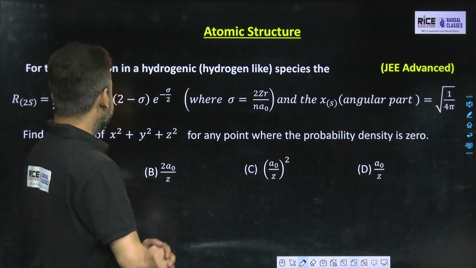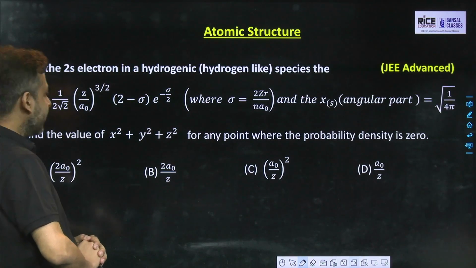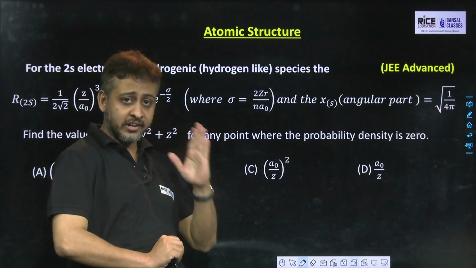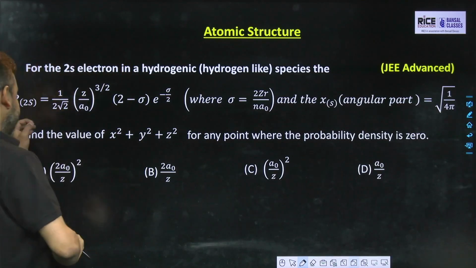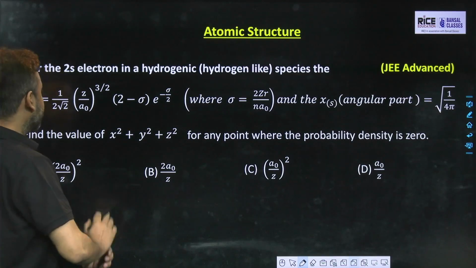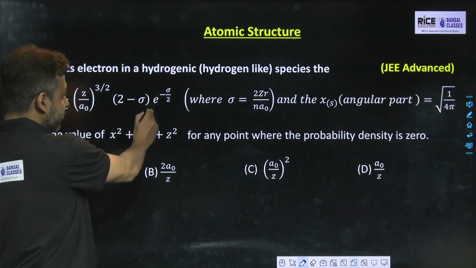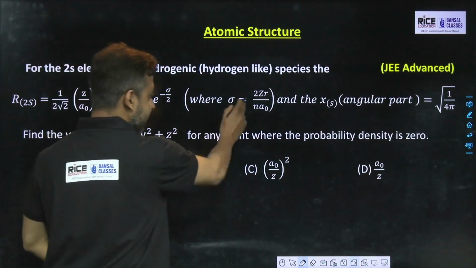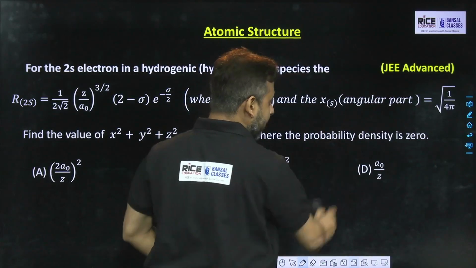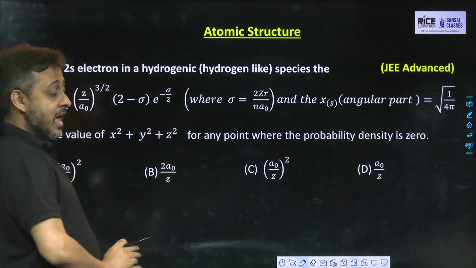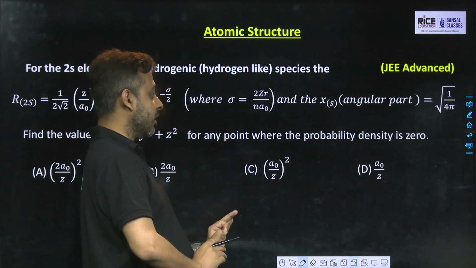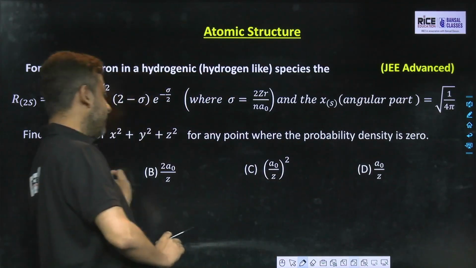So the question is, for the 2s electron in a hydrogenic species, hydrogen-like species means a one-electron system, the R2s, that means considering the radial wave function, is 1 by 2 root 2 into (Z by a naught) to the power 3 by 2 into (2 minus sigma) into e to the power minus sigma by 2, where the value of sigma is given as 2Zr by n a naught, and the angular part is given as root over 1 by 4 pi. They have asked to find the value of x square plus y square plus z square for any point where the probability density is 0, and these are the options given.